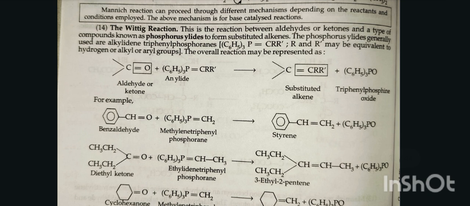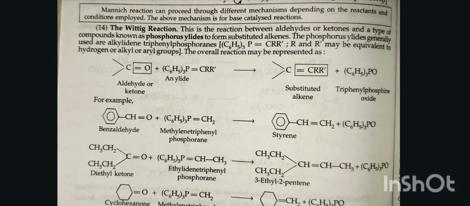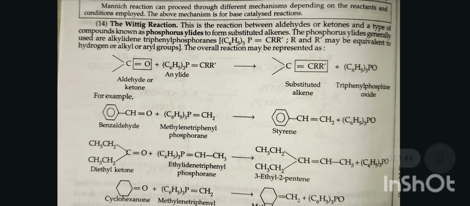14th, the Wittig reaction. This is the reaction between aldehydes and ketones and a type of compound known as phosphorus ylides to form substituted alkenes. The phosphorus ylide generally used is triphenyl phosphorane, C6H5 thrice P double bond C R R dash, where R and R dash may be hydrogen or alkyl or aryl groups. The overall reaction may be represented as aldehyde or ketone plus ylide giving substituted alkenes and triphenyl phosphine oxide.